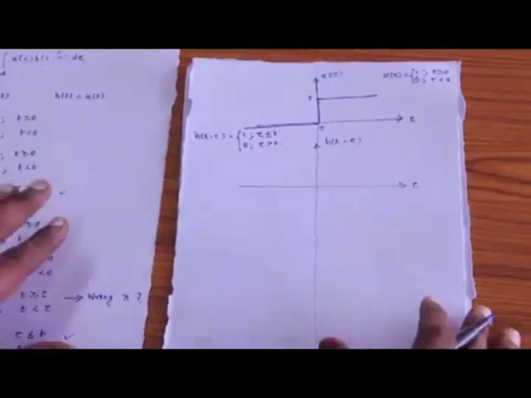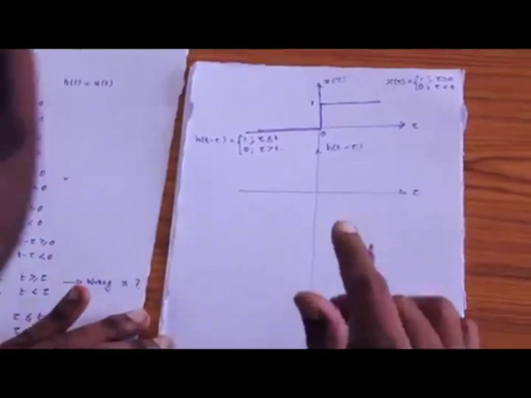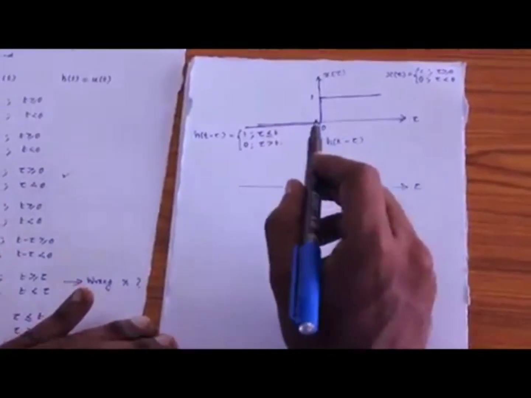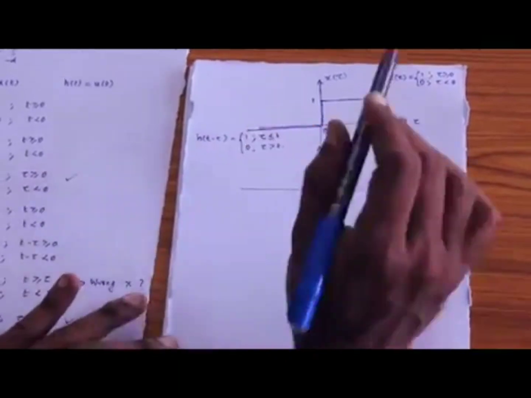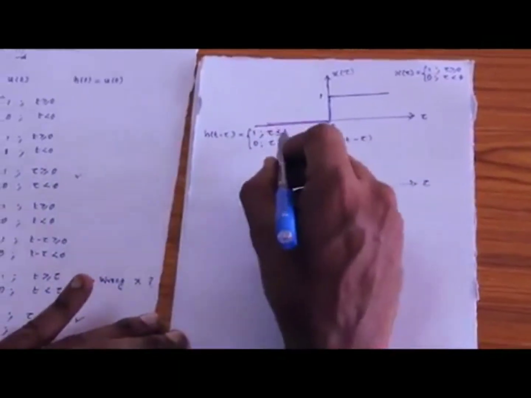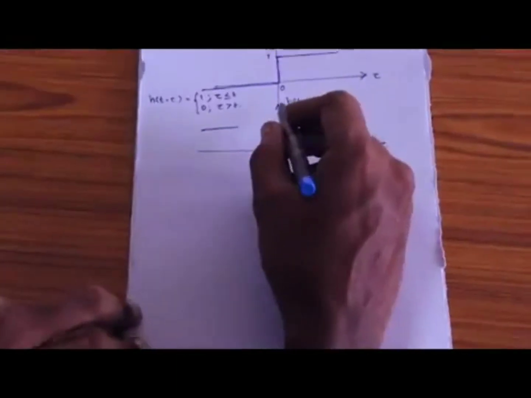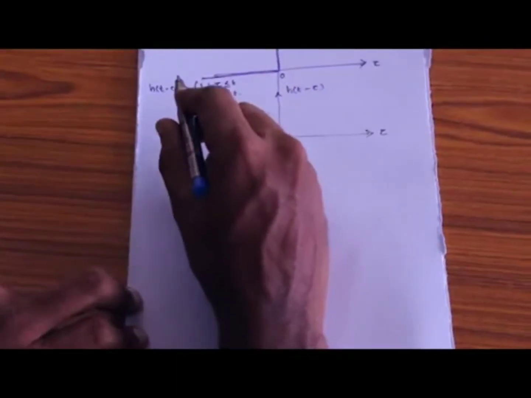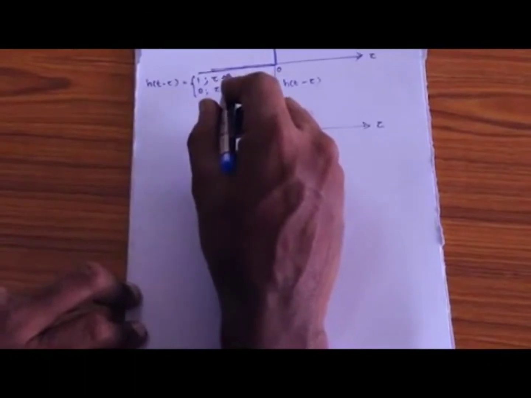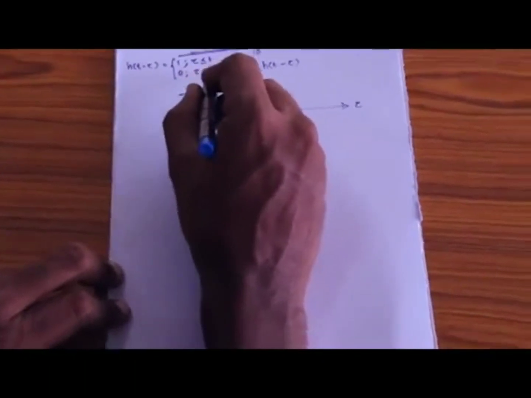Okay. Now comes the very important thing. Now h of t minus tau is equal to 1 for tau less than or equal to t. So once again I will repeat, h of t minus tau is equal to 1 for tau less than or equal to t and 0 for tau greater than t.